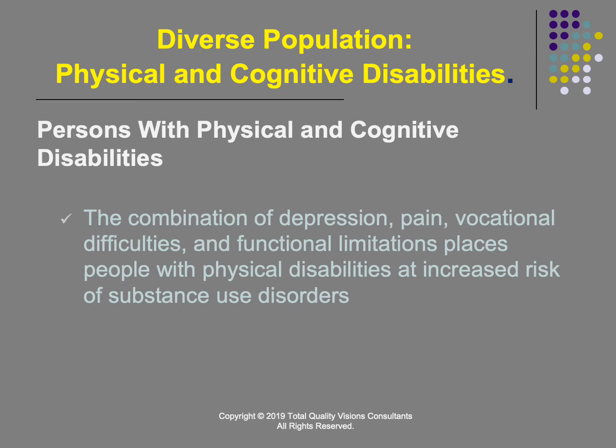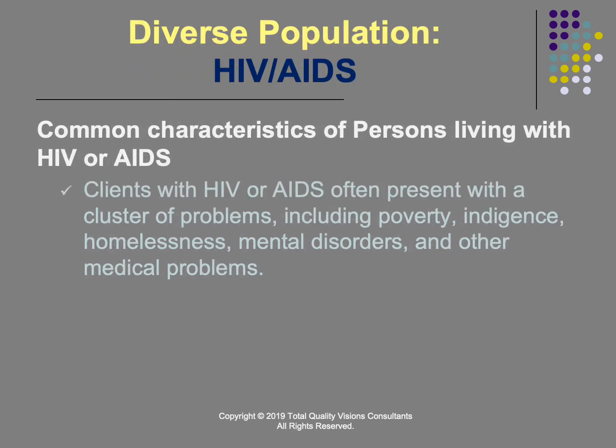Diverse populations, persons with physical and cognitive disabilities. The combination of depression, pain, vocational disabilities, and functional limitations places people with physical disabilities at an increased risk of substance abuse disorders. Diverse population, HIV/AIDS. Common characteristics of persons living with HIV/AIDS. Clients with HIV/AIDS often present with a cluster of problems, including poverty, indigence, homelessness, mental disorders, and other medical problems.